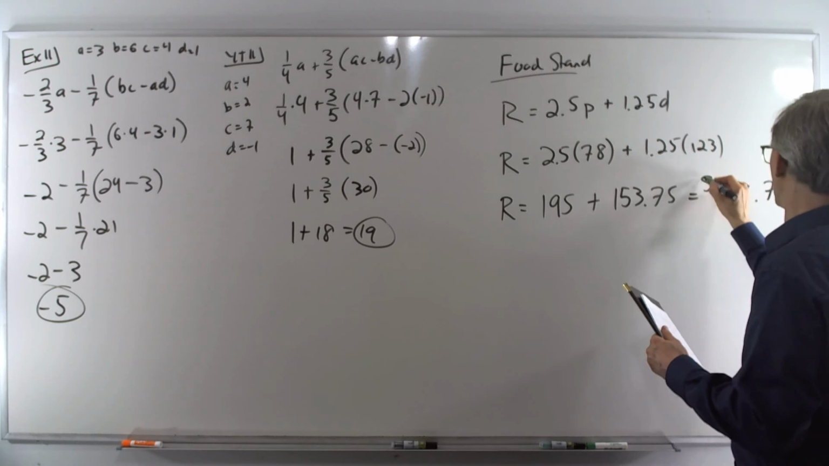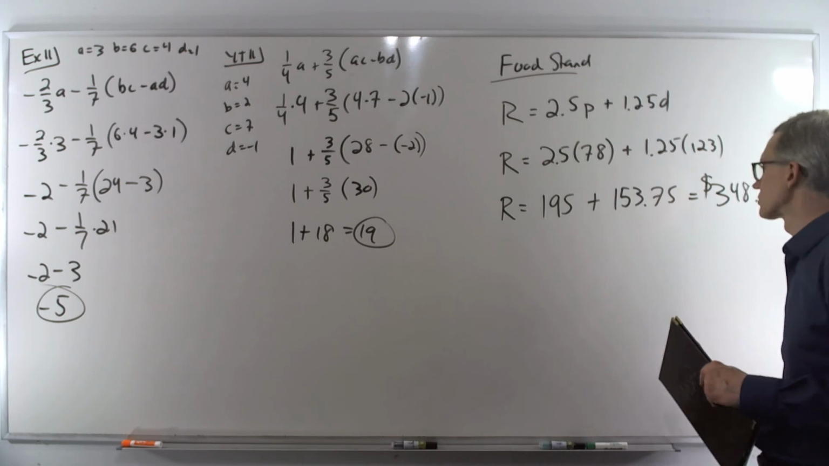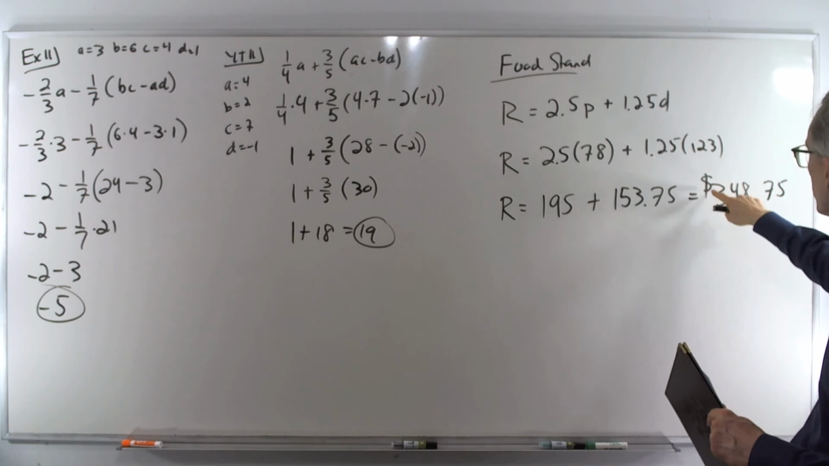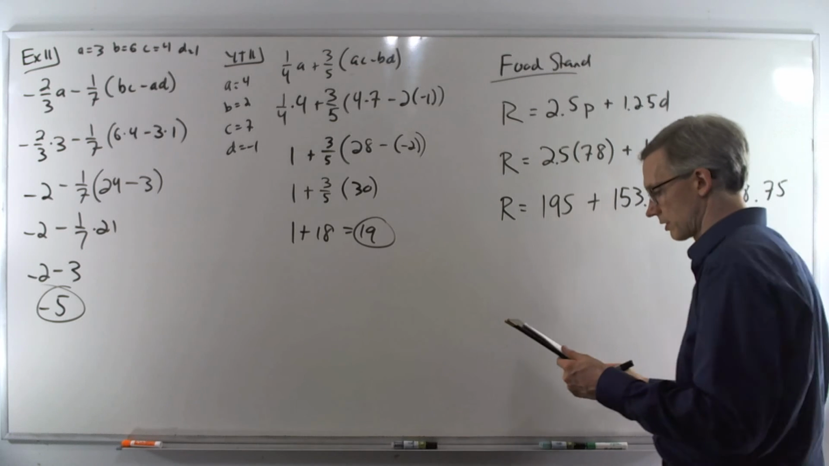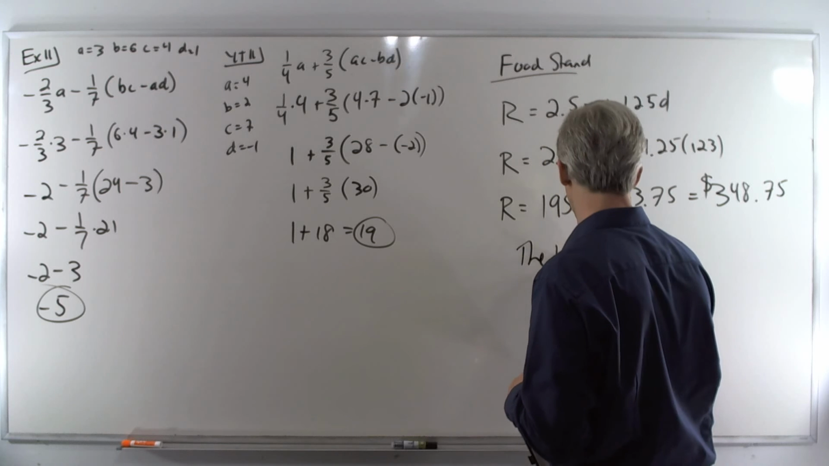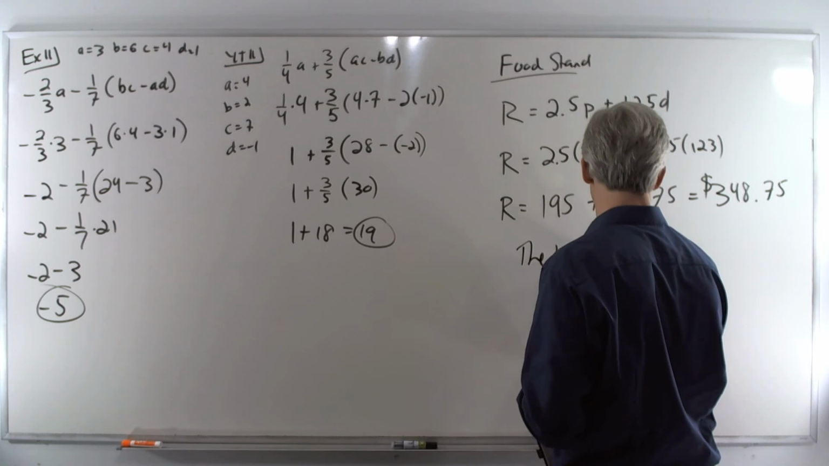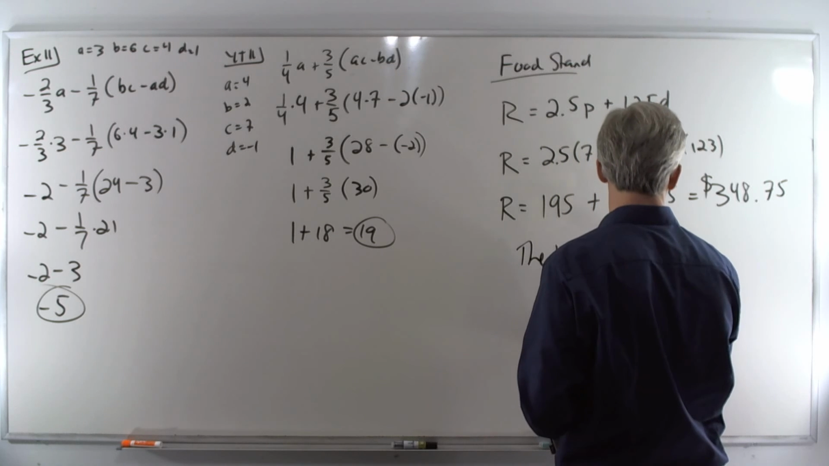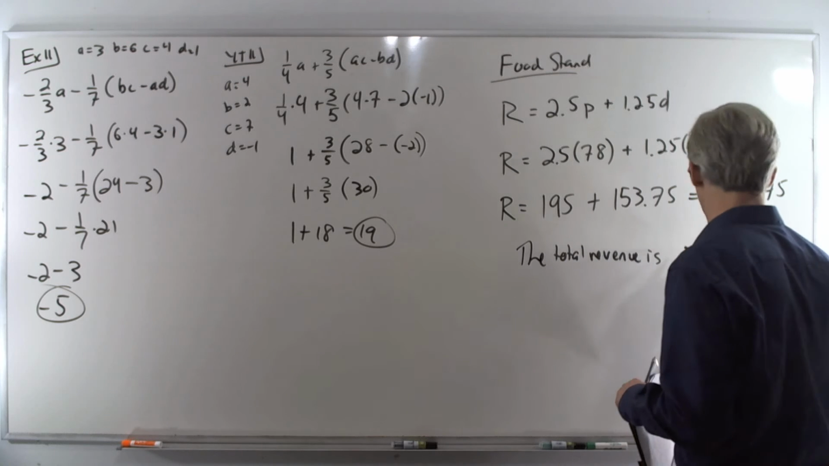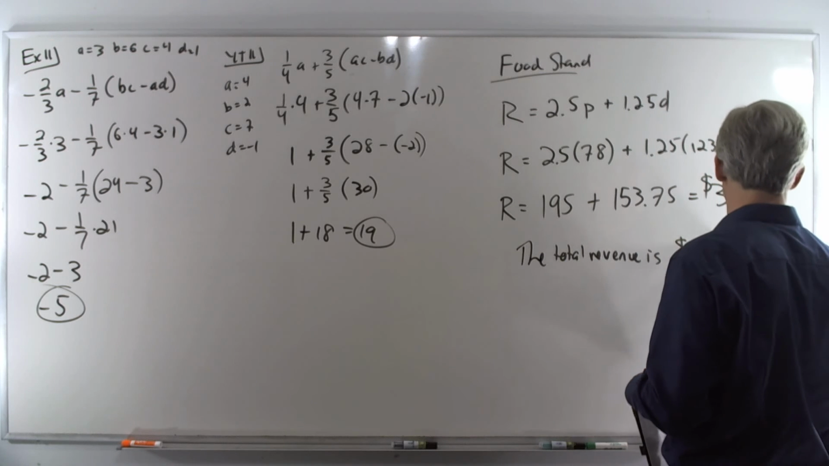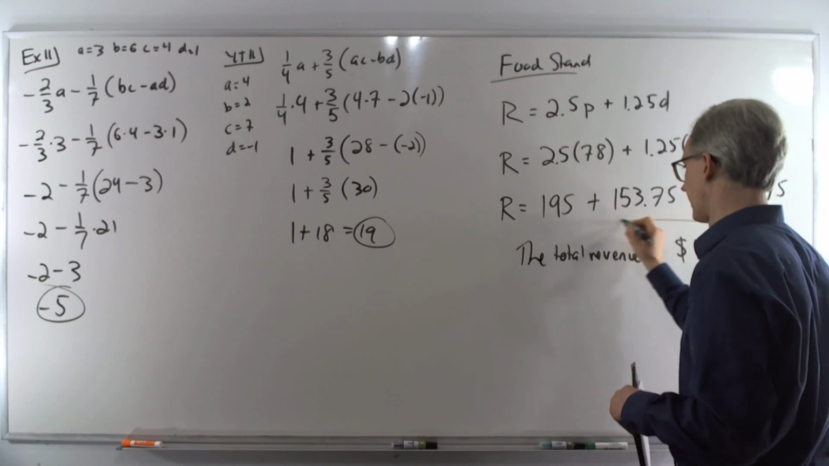When you answer word problems, make sure there's 3 parts to your answer. The number, the units, dollars, and then a little description of what we're talking about. Total revenue is $348.75.